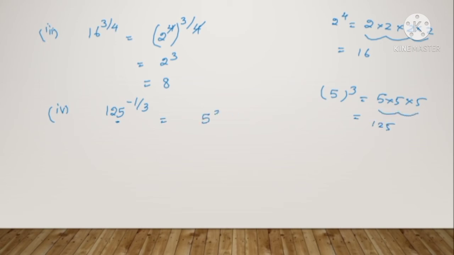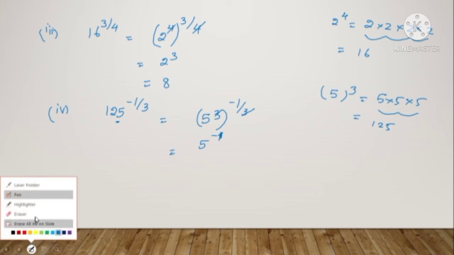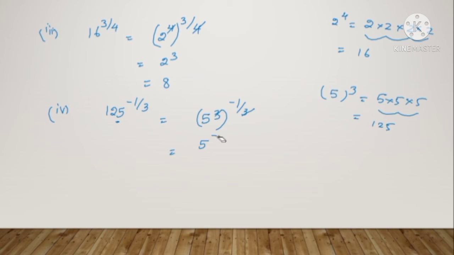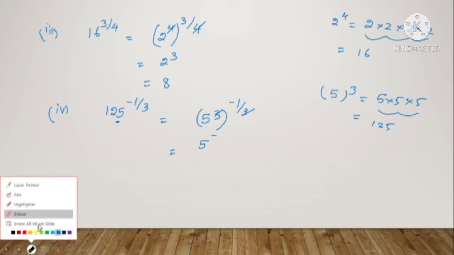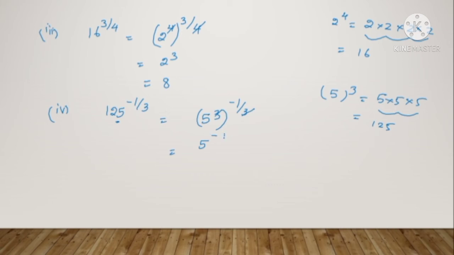So we can write it as 5 cube to the power minus 1 by 3. Now this 3 and 3 get cancelled. We get 5 to the power minus 1. So this is equal to 1 divided by 5. So the answer is 1 by 5.